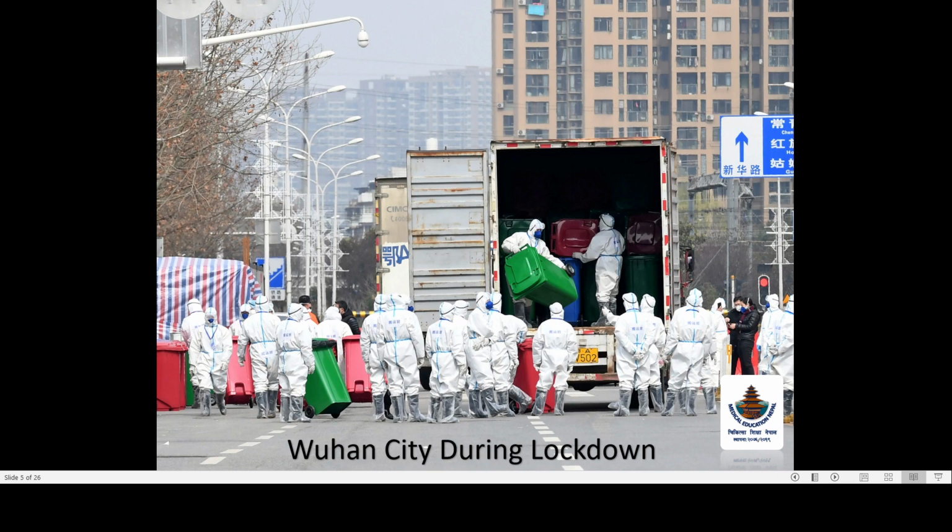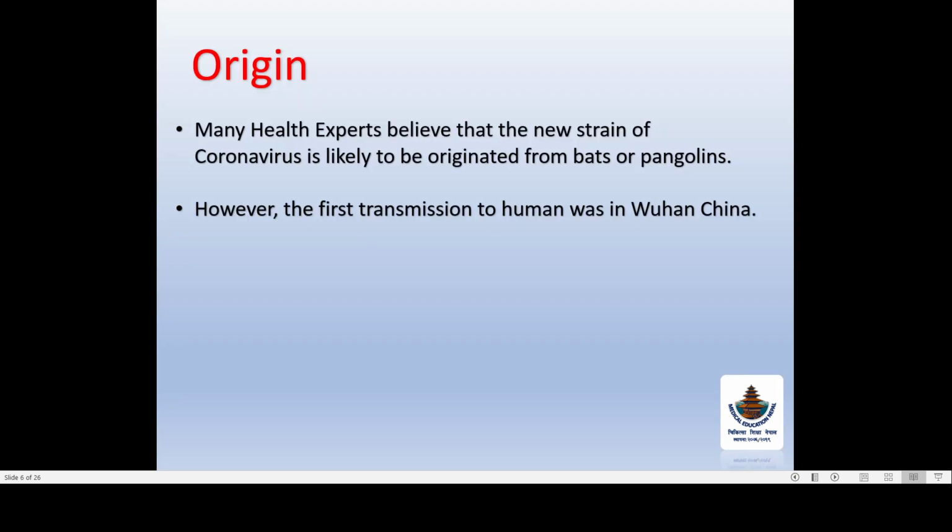Now this is a photograph of Wuhan city during the lockdown. As you can see here, some health workers are cleaning the city, and the city is in the complete lockdown phase. Now, the origin. Many health experts believe that the new strain of the coronavirus is likely to have originated from bats or pangolins. However, the first transmission to humans was in China.